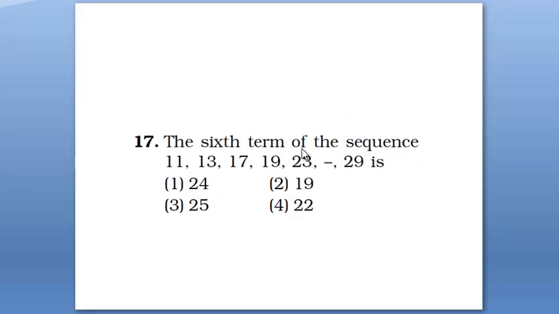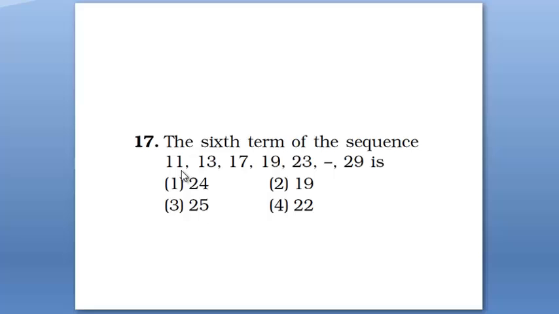The sixth term of the sequence, alright, so 11, 13, 17, 19, 23, dash, and 29. The difference between the first two is 2, the next difference is 5, the next difference is 2, the next difference again is 5, is 4. Alright, so this is interesting.